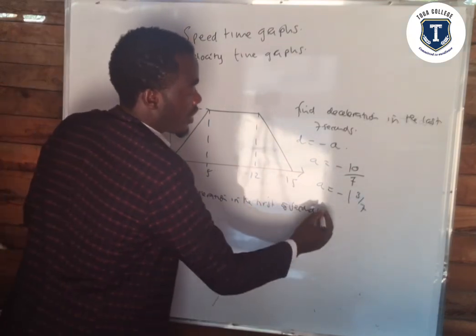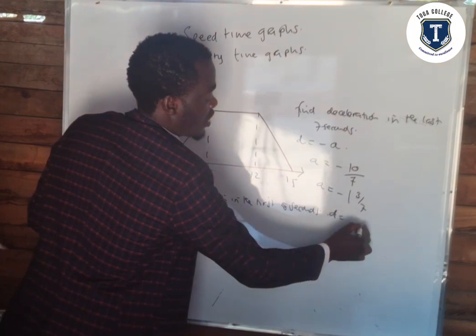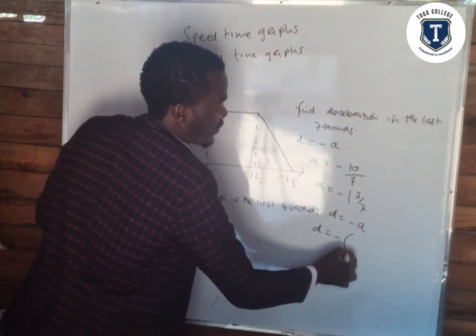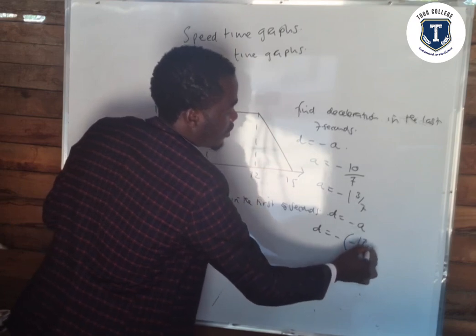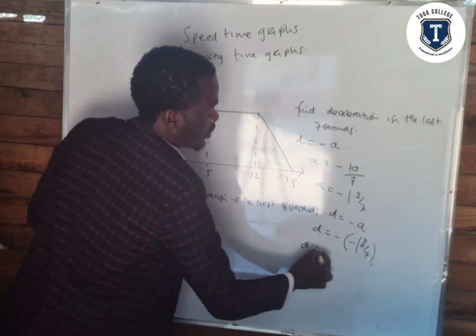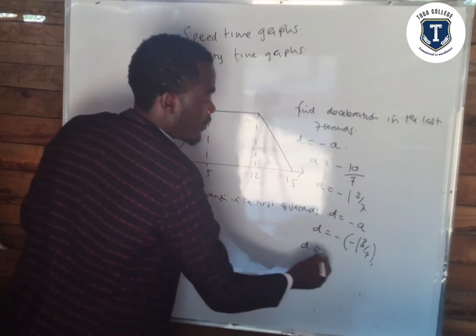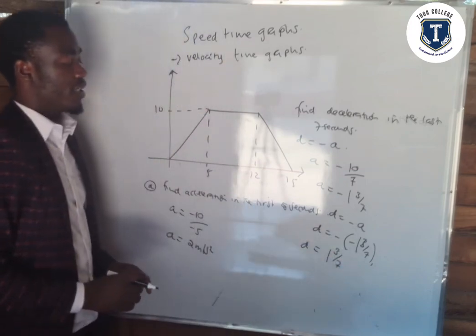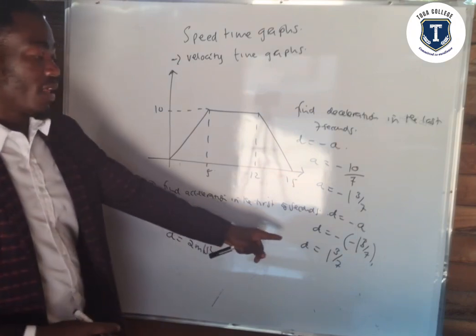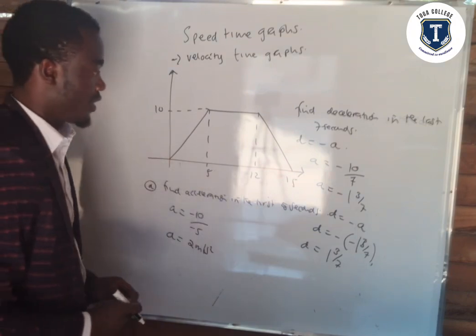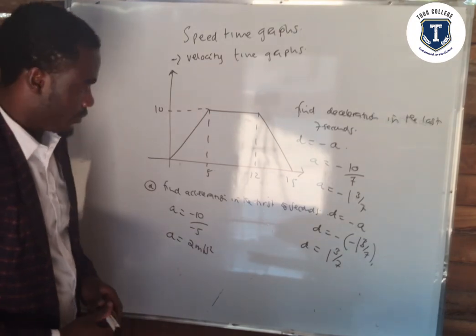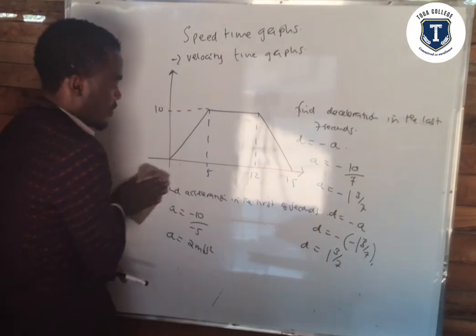Alright, fine. If we have something like this, we say the deceleration is equal to negative acceleration, so deceleration is equal to -1 and 3 over 7. Deceleration is equal to negative, and we get a positive, so we're going to get deceleration here as 1 and 3 over 7, just like that, right? Okay, fine.